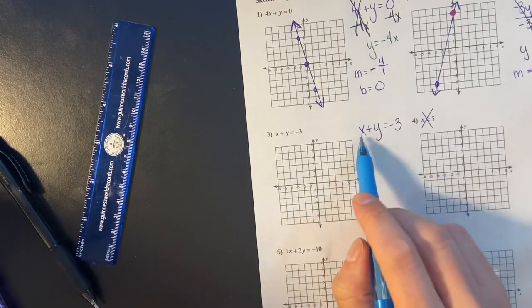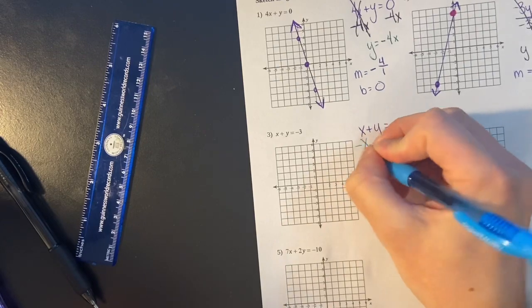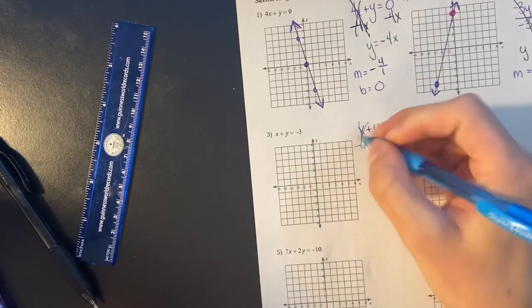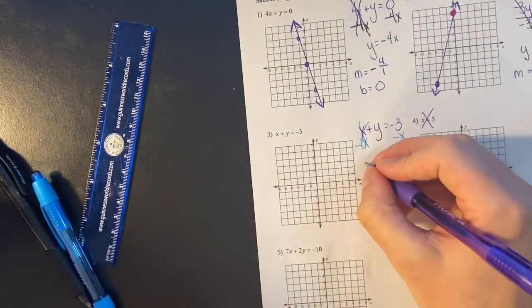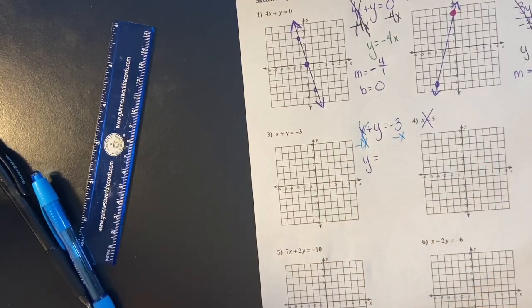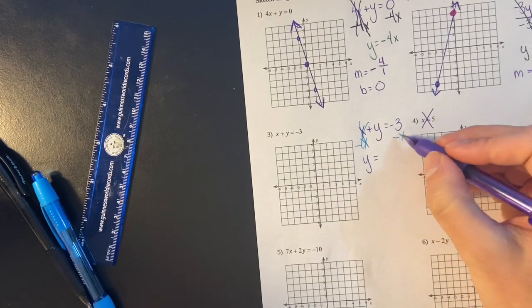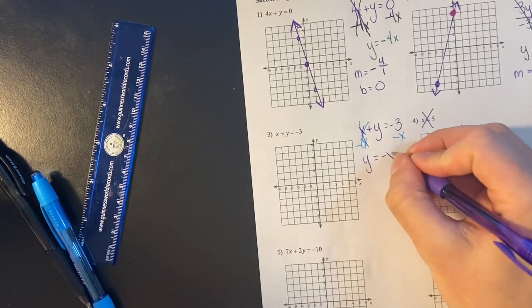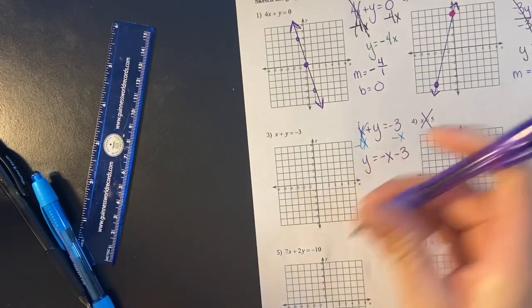How do I get rid of that x that's floating around? Subtract x from both sides. Minus x, cross it out. Drop down the y. y equals, now do these two combine, the negative x and the negative 3? No, because that's x and that's not. So I'm going to write down the negative x first and the minus 3.